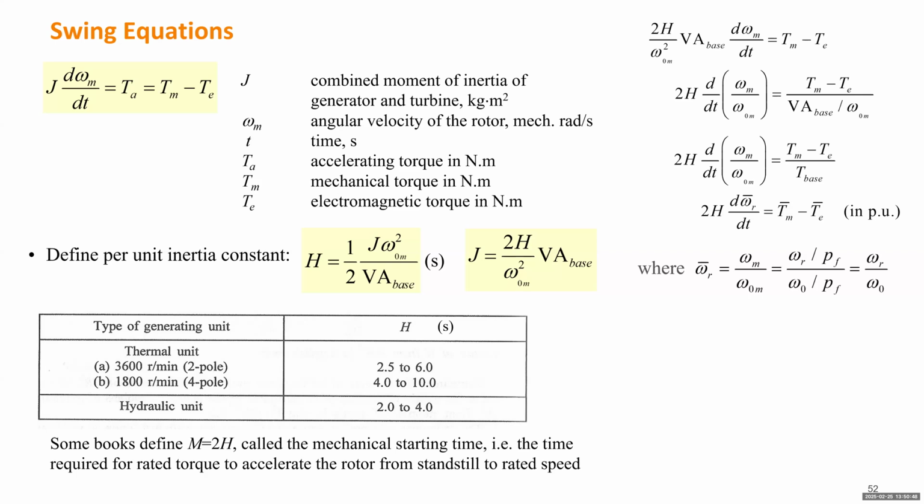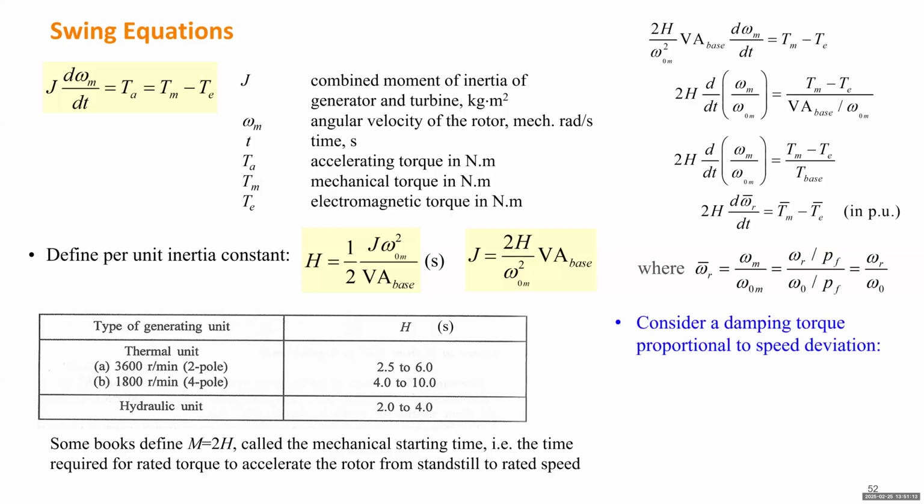Okay, so here the per unit speed can be calculated by the mechanical speed divided by the synchronous mechanical speed, or you can consider the number of poles to transfer to the electric speed. For the electric speed, this one will be 377 for 60 Hertz, and this is the actual speed.